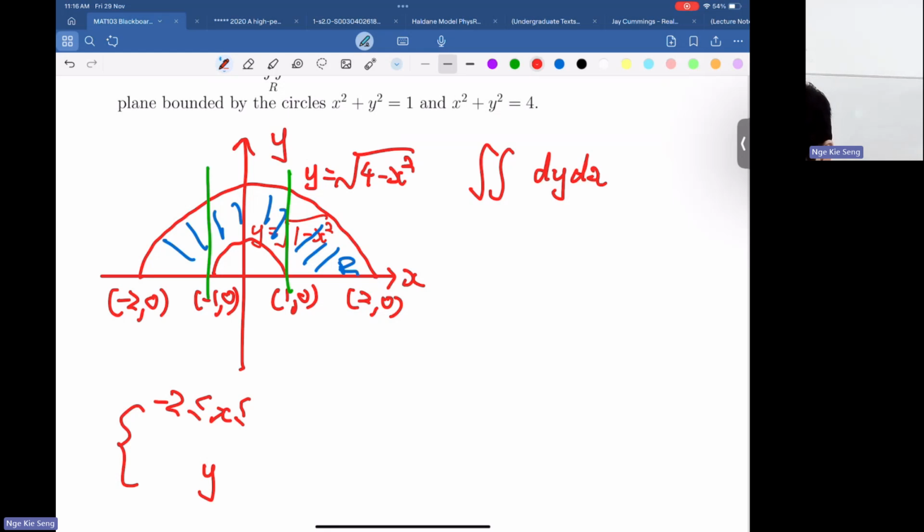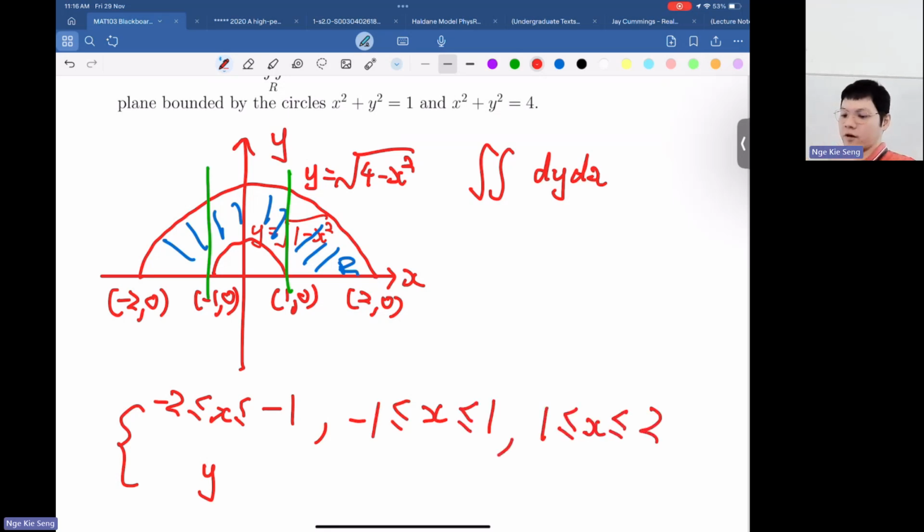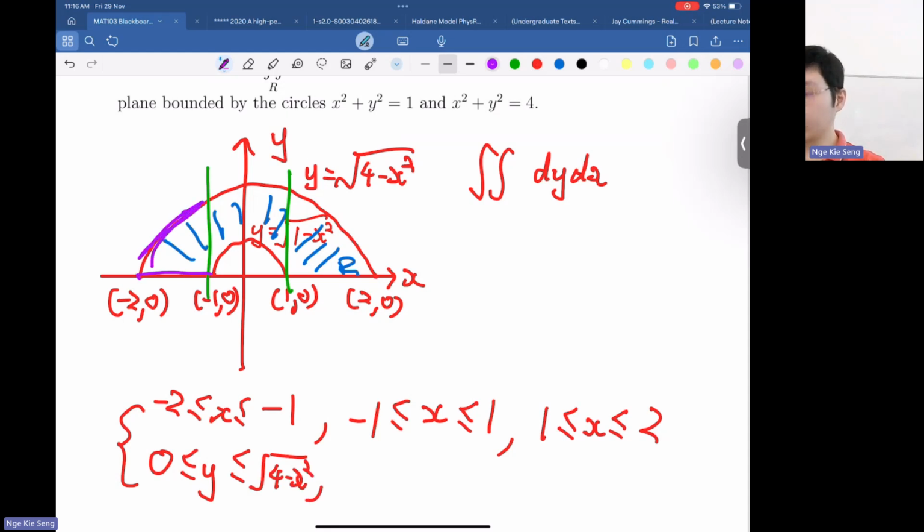One part we go from -2 to -1. The other one we go from -1 to 1. And then the last one we go from 1 to 2. So from -2 to -1, what's the lower bound here? y equals 0. What's the upper bound here? Square root of 4 minus x squared. Correct or not? So you have this part and then this part. Okay, like this.